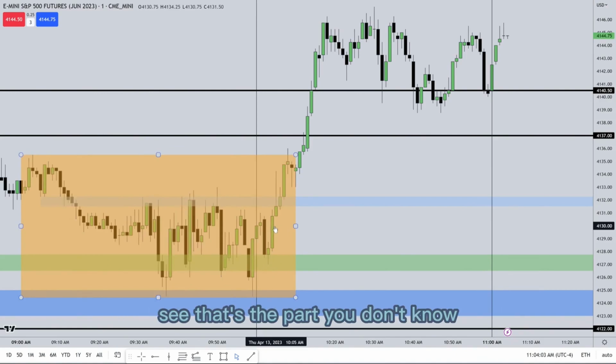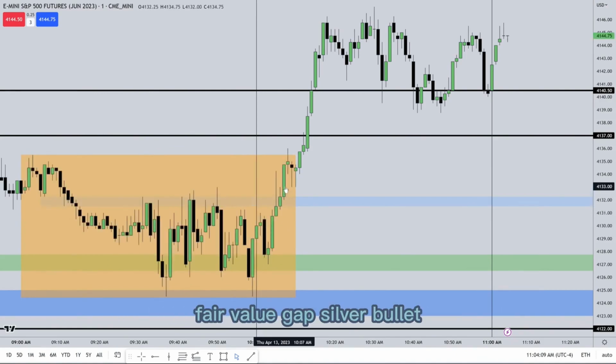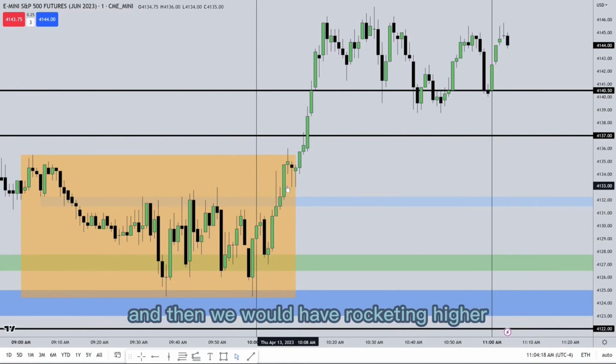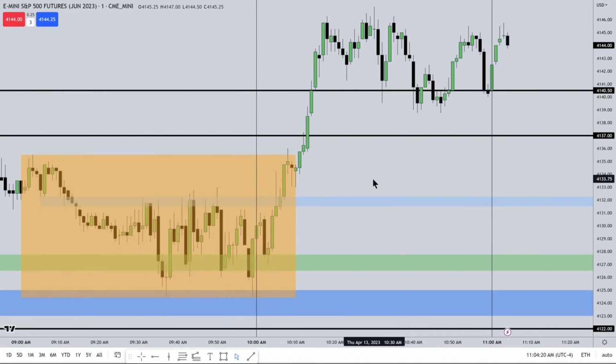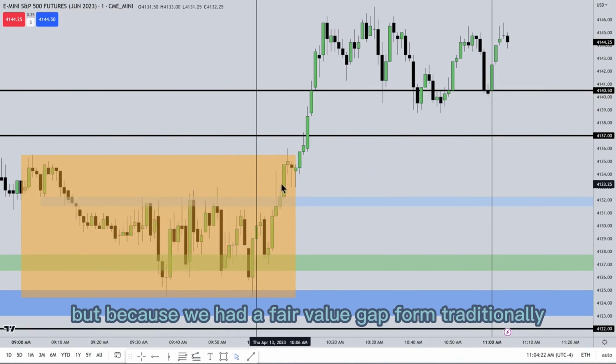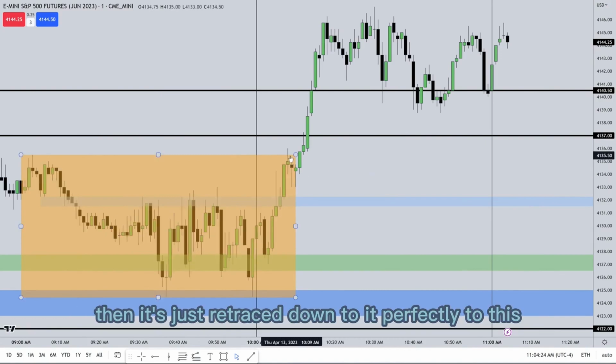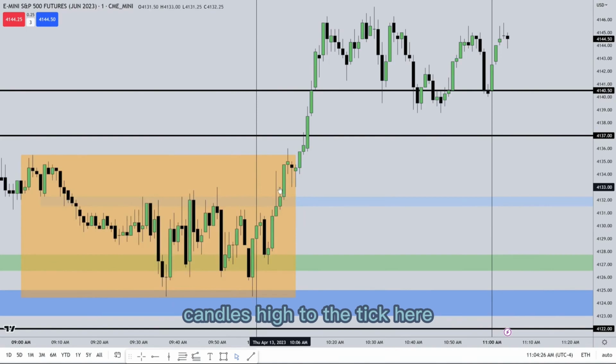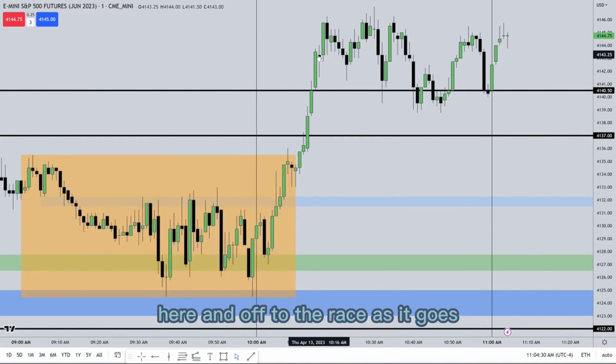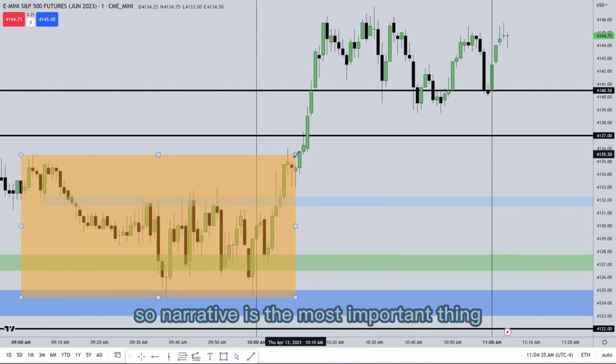See, that's the part you don't know. Fair value gap, silver bullet. The difference is, if it would have been an immediate rebalance, there probably wouldn't have been a silver bullet trade for this indice, and we would have been rocketing higher to 4180. But because we had a fair value gap form traditionally, it retraded down to it perfectly to this candle's high, to the tick, here, here, and off to the races it goes. So narrative is the most important thing, not market structure.